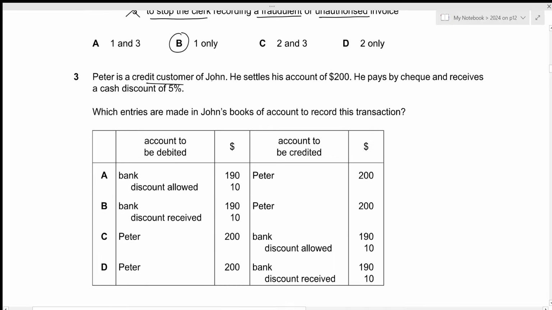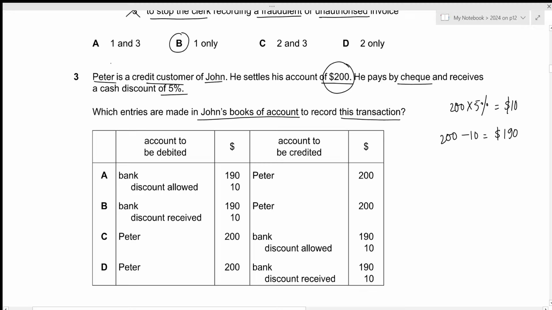Peter is a credit customer of John. He settles his account of 200. He pays by check and receives a cash discount of 5%. 5% of this amount will be the cash discount. So that will be 200 times 5%, which gives the amount of 10. It means that out of 200, he received a discount of 10. So the only amount he will be paying is 190. Which entries are made in John's books of account to record this transaction?